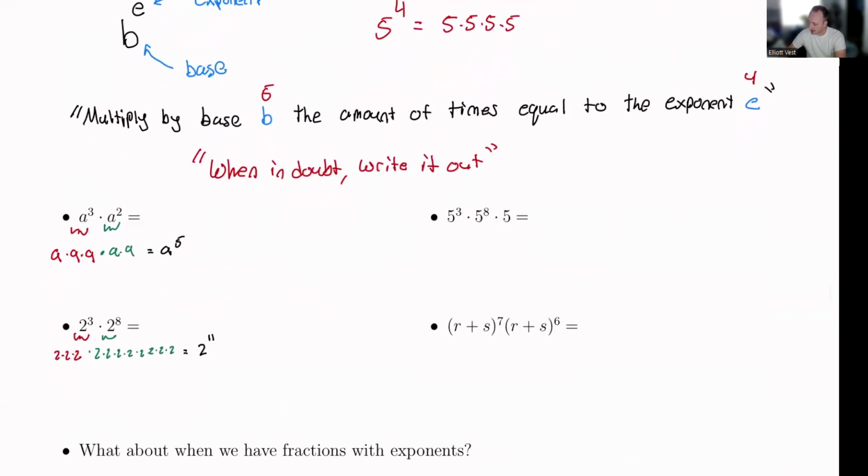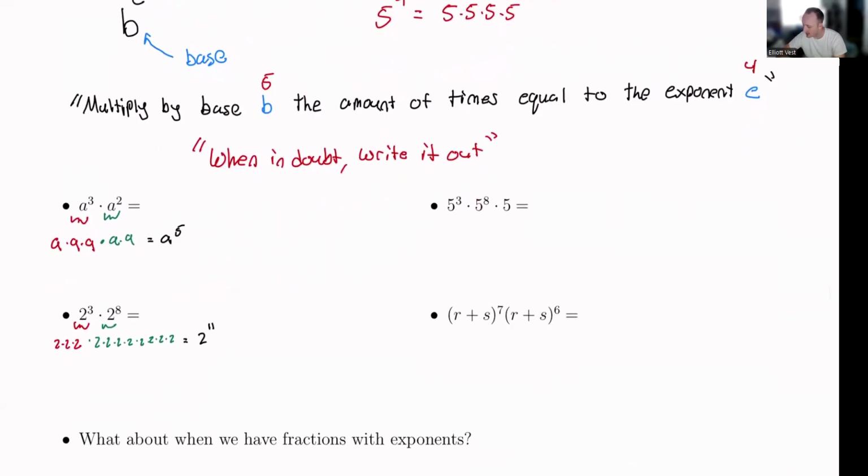Okay, what else do we have here? Oh, I have 5 to the third times 5 to the 8 times 5. All right, when in doubt, write it out. So I have 5 times 5 times 5 times, this is 1, 2, 3, 4, 5, 6, 7, 8. And then this last one is another 5. So how many is that? Well, if I counted them, 1, 2, 3, 4, 5, 6, 7, 8, 9, 10, 11, 12. This is 5 to the 12th.